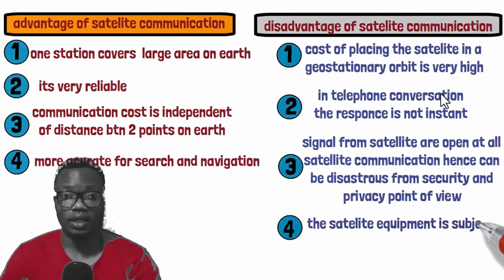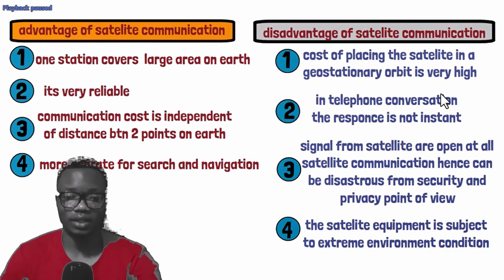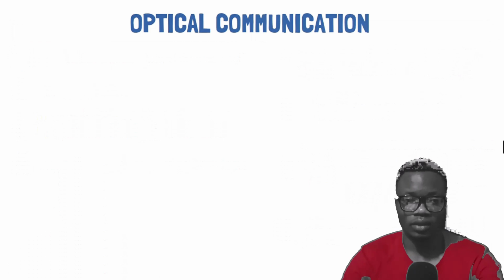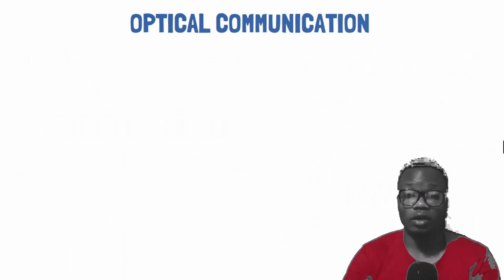And the last disadvantage of satellite communication is that satellite equipment can be subjected to extreme environmental conditions such as temperature and radiation. Both can affect the satellite equipment. That's why in bad weather conditions, satellite communication is always poor, because its equipment can easily be affected by environmental change. So let us now see optical communication.